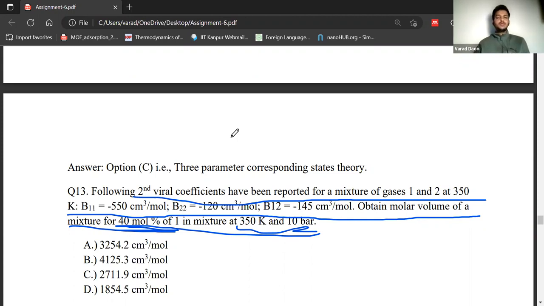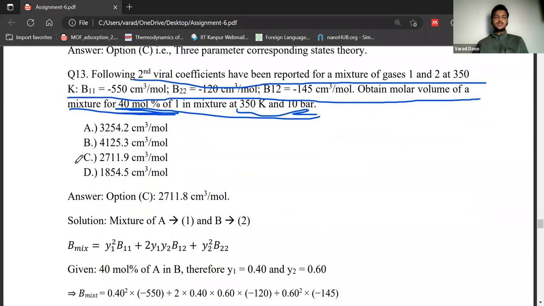So anybody has any doubt? Any answer for this? Let us see. The correct answer is option C.